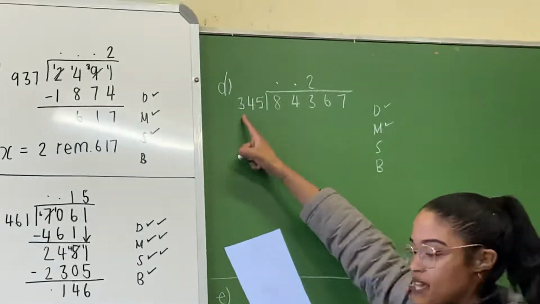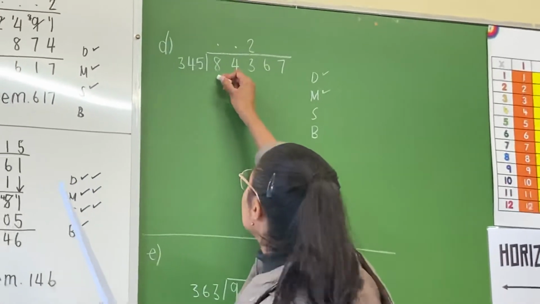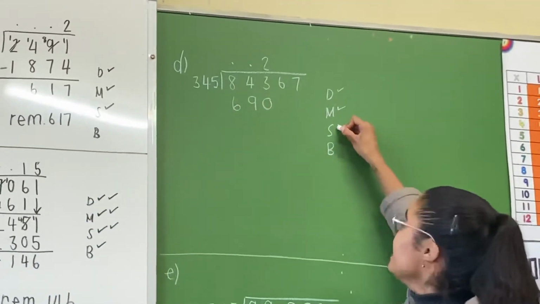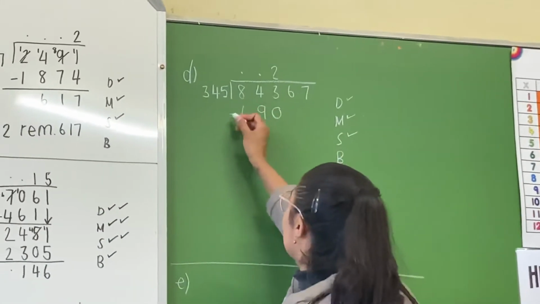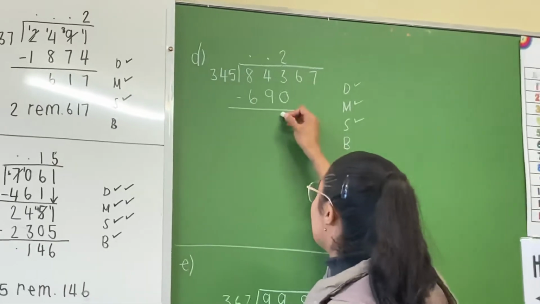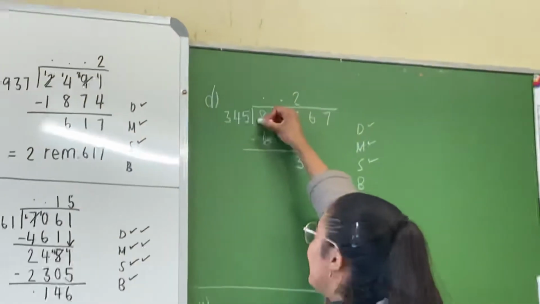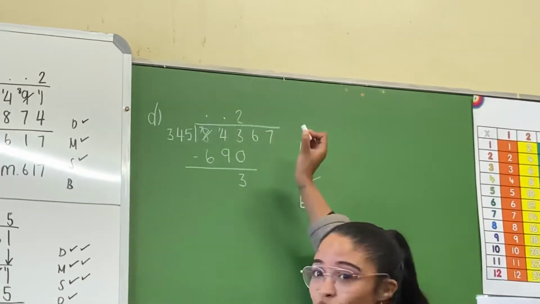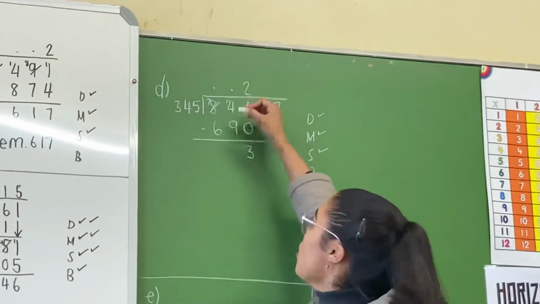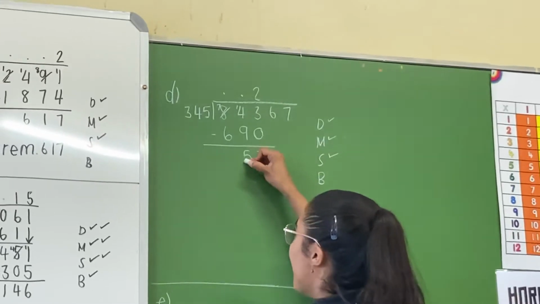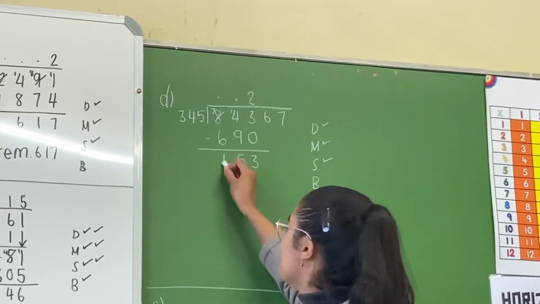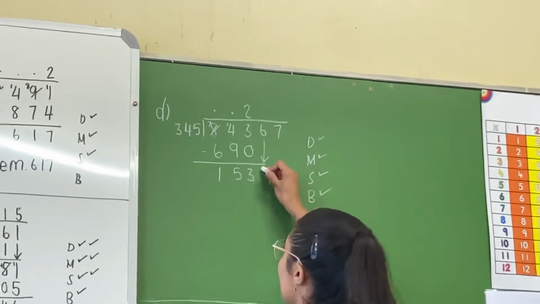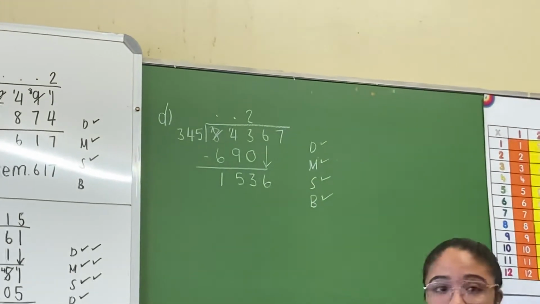Now I've divided, now I multiply. 2 times 345 is 690. Now I subtract. 3 minus 0 is 3, 4 minus 9, I can't say, so that becomes a 7 and this becomes a 14 if I go take 1. 14 minus 9 is 5, 7 minus 6 is 1. Then I bring down. Bring the 6 down to stand next to the other numbers.